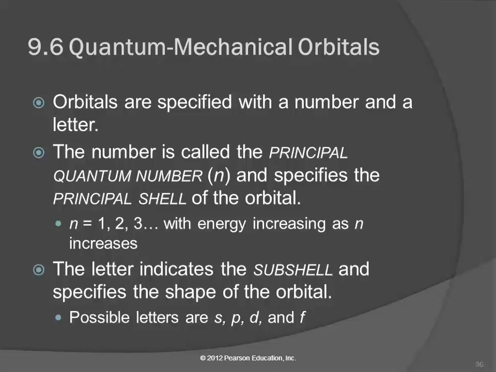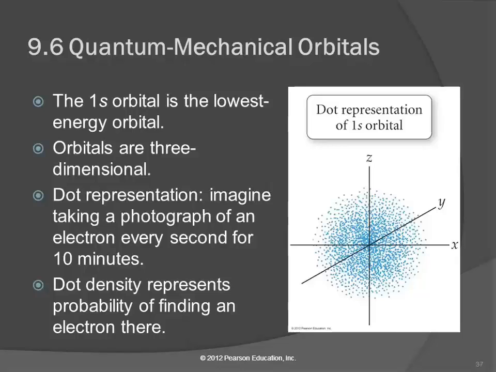And you might say, well, 1, 2, 3, 4 was really nice. Why didn't we do A, B, C, D? Well, those letters actually have historical meaning. I keep thinking I need to look up what S meant because I don't remember. But P was for principal, D was for diffuse, and F was for fine. And those were descriptions of the spectral lines of the elements in their emission spectra. So there is a meaning behind them, and then we had been using them, and so they just kind of stuck. So I'm sorry, but you'll have to remember those 4 letters, S, P, D, and F.